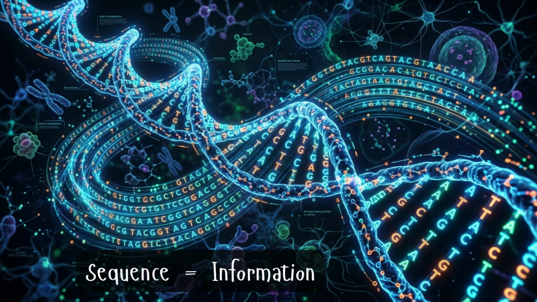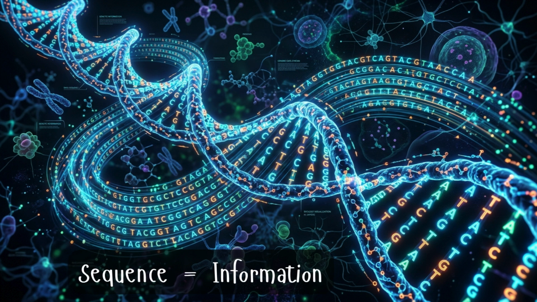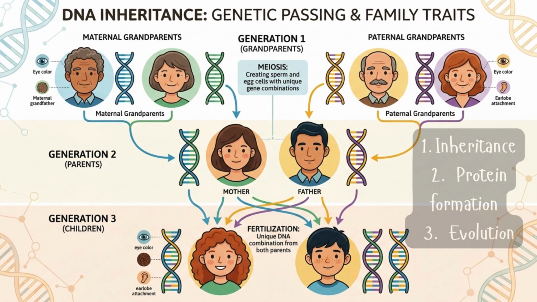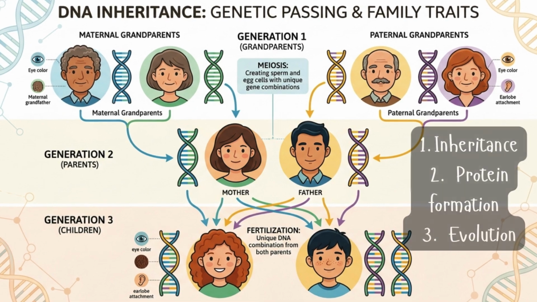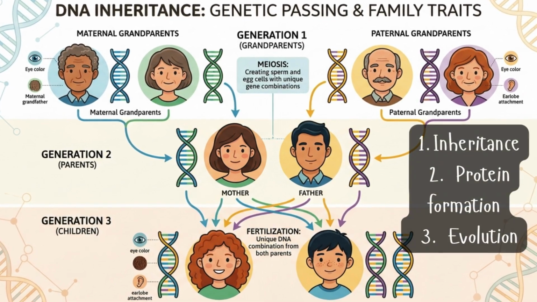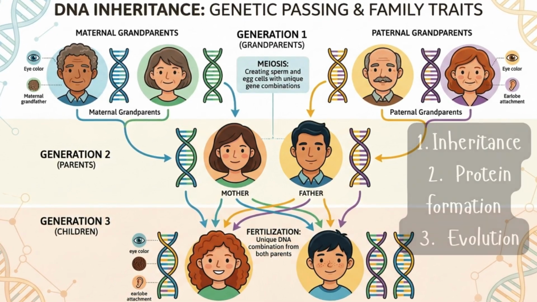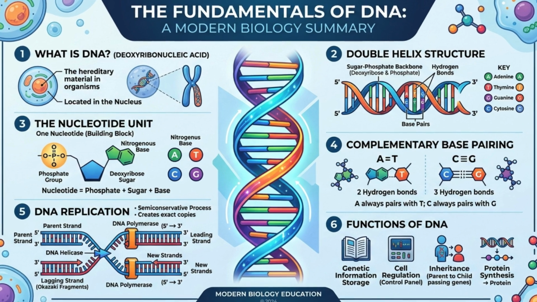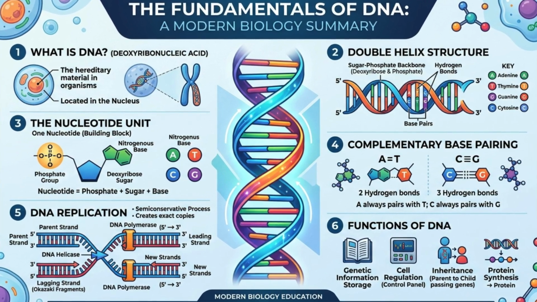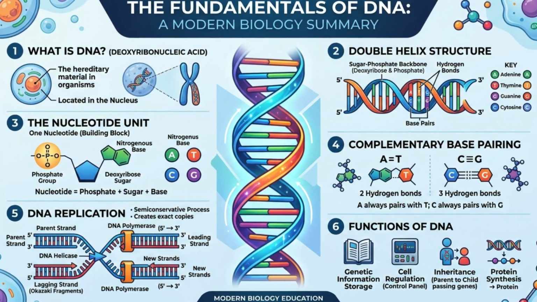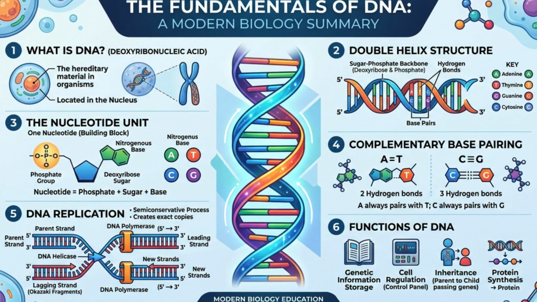The sequence of nitrogen bases in DNA stores genetic information, which determines traits in living organisms. DNA is essential for inheritance, protein synthesis, and the continuity of life across generations. To summarize, DNA has a double helix structure, follows base pairing rules, and stores genetic information.